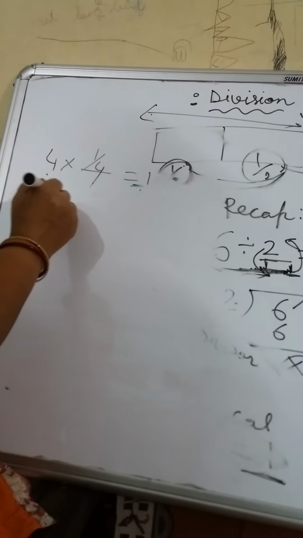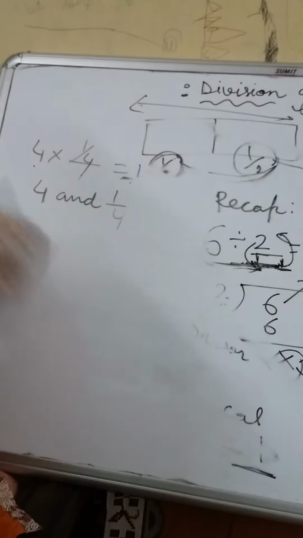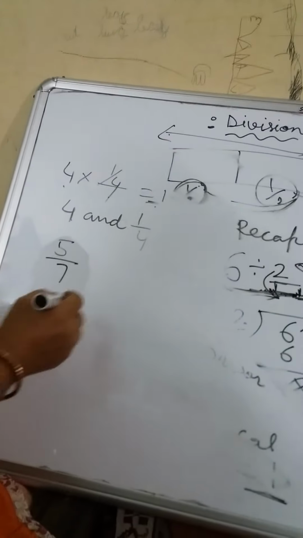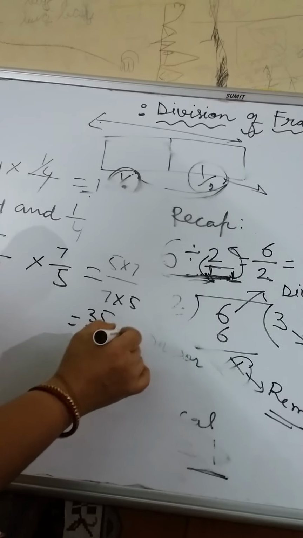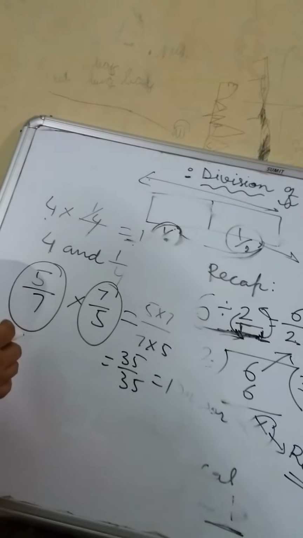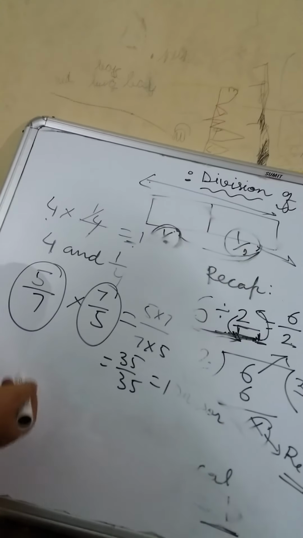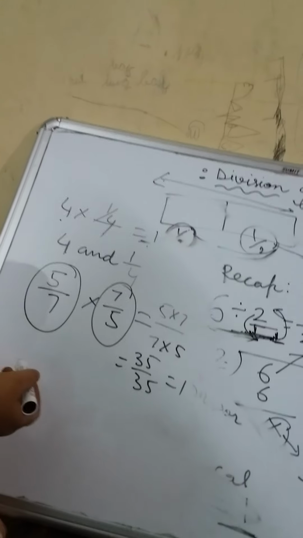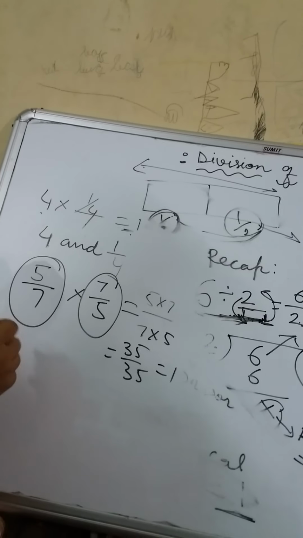Take another example, say 5 by 7. Its reciprocal will be 7 by 5, and when you multiply both, you will get 5 into 7 by 7 into 5, that is 35 by 35. That means 1. So 5 by 7 and 7 by 5 are reciprocal to each other. So you remember, reciprocal is the reverse of a fraction.